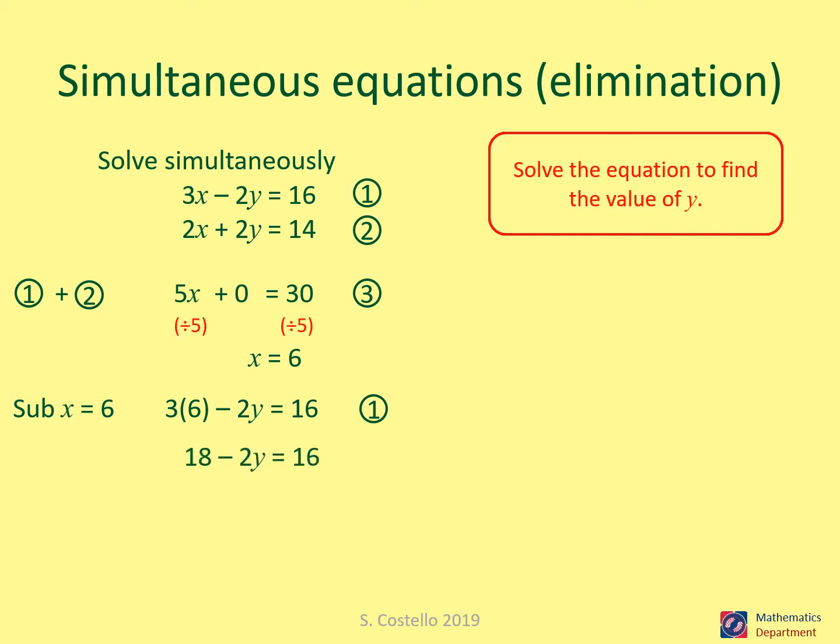So we have 18 minus 2y equals 16. That's combining the 3 times 6. Now we go minus 18 from both sides. So we have minus 2y equals minus 2. Divide both sides by minus 2. And we have y equals 1.